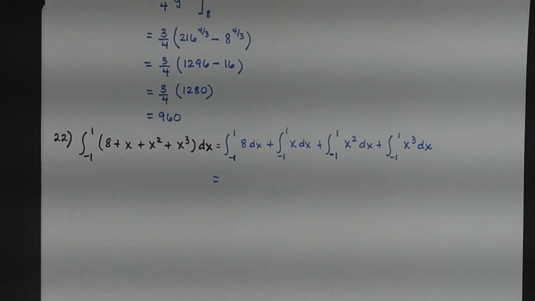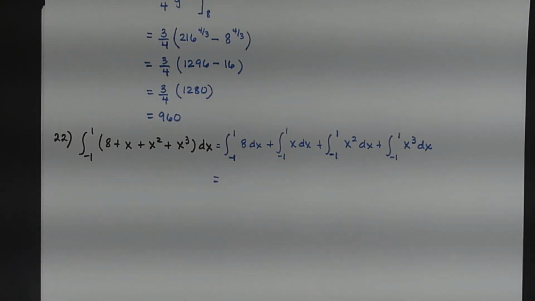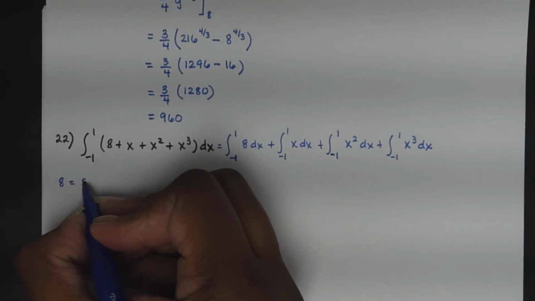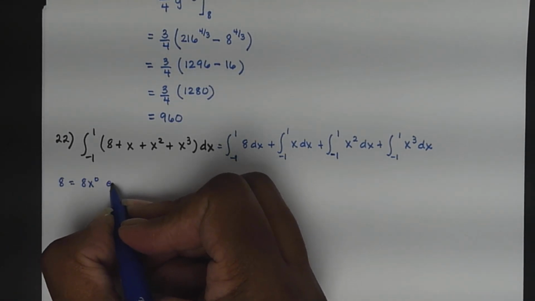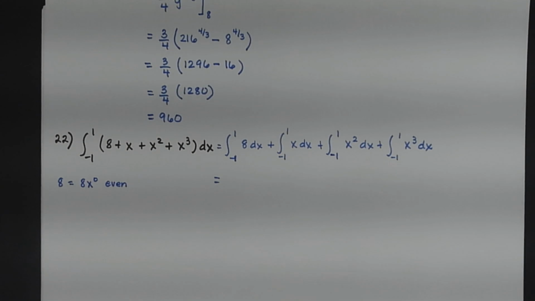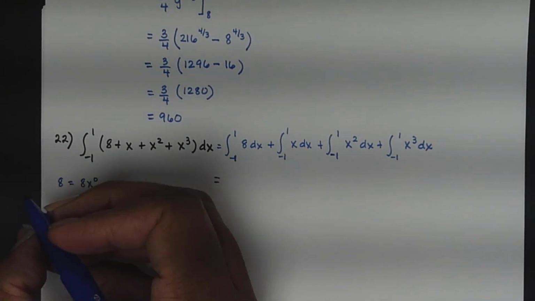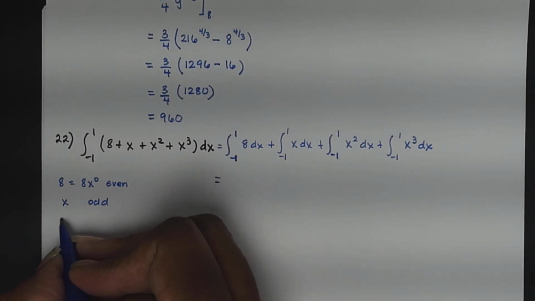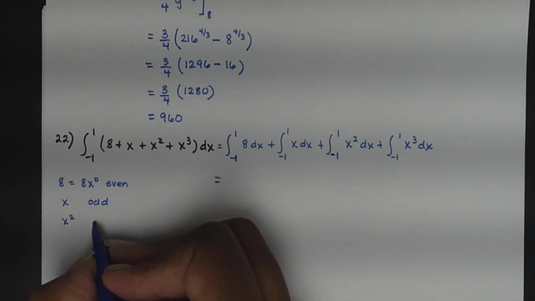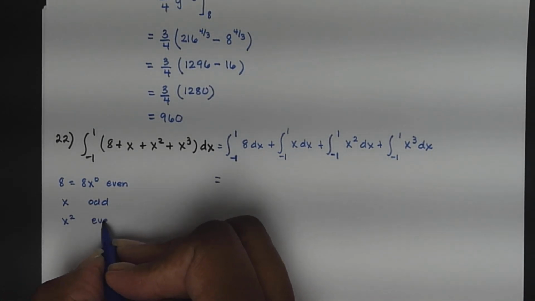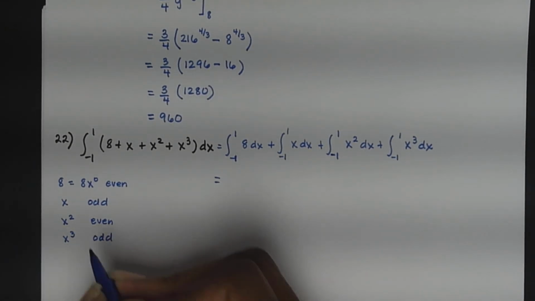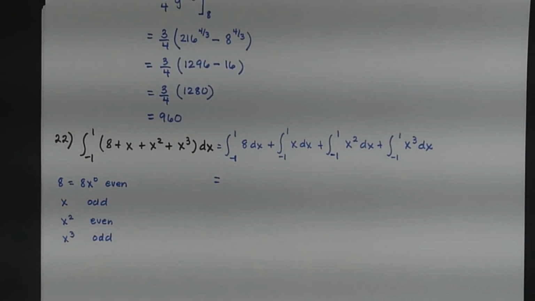Now I'm going to determine whether each one of them is even or odd. Like for the 8, that's the same as saying 8x to the 0 power, which is even because the exponent on the x is even. For the x, that's x to the 1, that's odd. For x squared, that's an even exponent, that's going to be even, and x cubed is odd because of the exponent of 3.